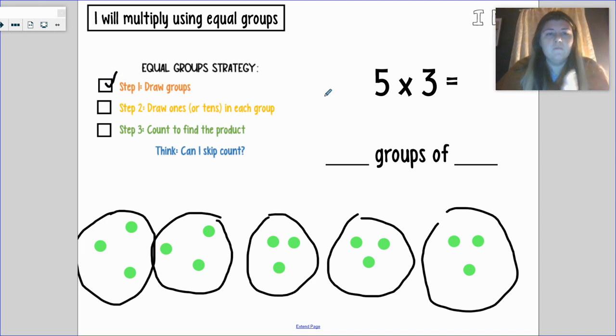Okay, so now draw 1s or 10s in each group. I drew those little dots, so that shows my 1s here, and then I can count to find the product. So 5 groups of 3, and then I'm just going to skip count or count all these dots. 1, 2, 3, 4, 5, 6, 7, 8, 9, 10, 11, 12, 13, 14, 15. And I could also go 3, 6, 9, 12, 15.